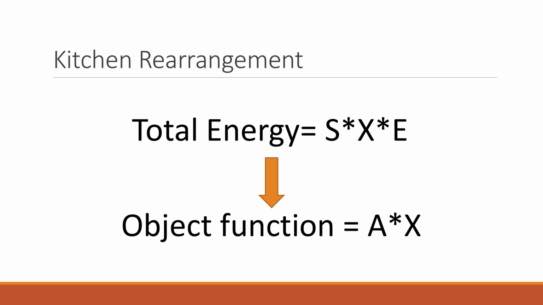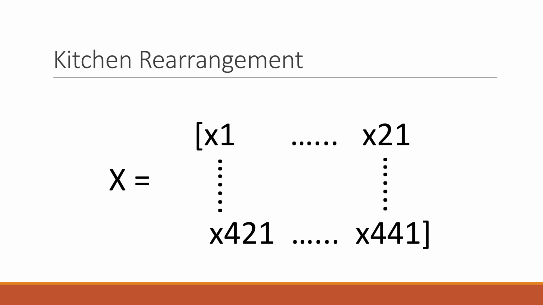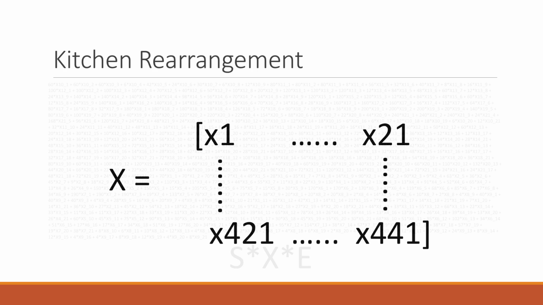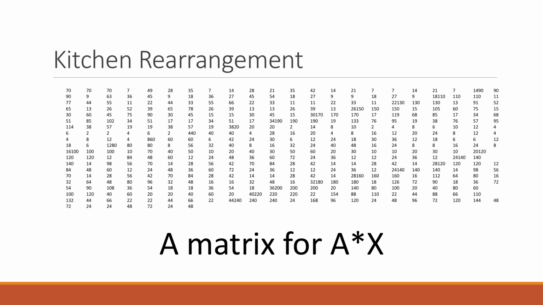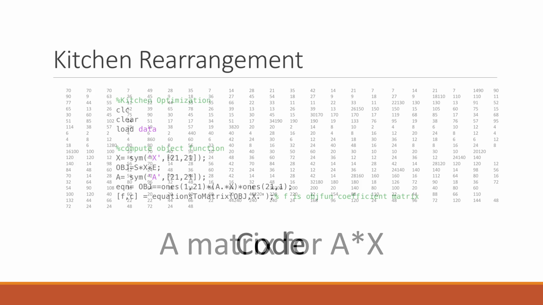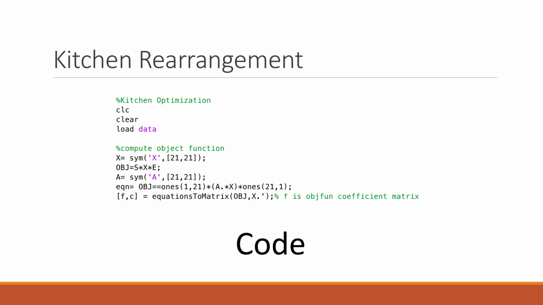The total energy is the S matrix multiplied by the X matrix multiplied by the E matrix. But what I want is the objective function A multiplied by X, and the X matrix here is composed of 441 variables. I can directly expand S times X times E, and because it's a linear polynomial, I can pick up the coefficients of it and get the A matrix. And then I can build up my objective function, and here is my code.